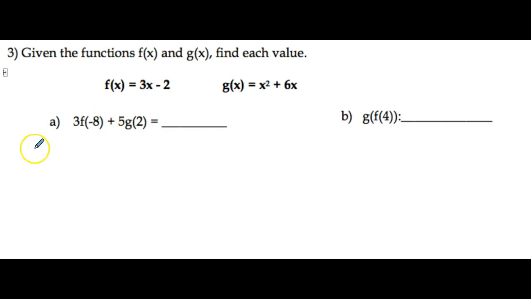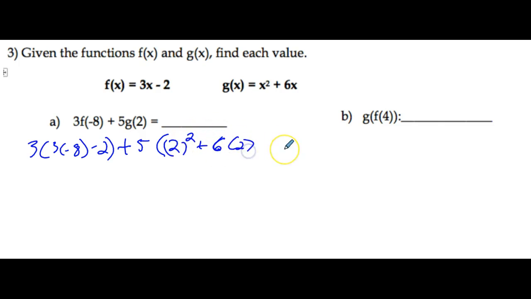So the way that'll look is 3 times f of x. So that's 3 times negative 8 minus 2, all of that plus 5 times g of x, which is plugging in the 2 for the x's here now. 2 squared, that should always be in parentheses, plus 6 times 2.